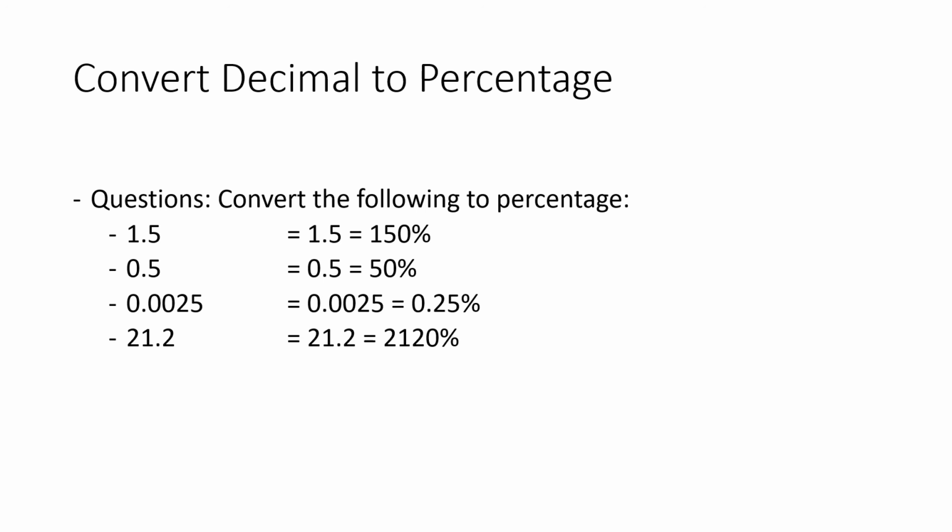Remember, you need to multiply the decimal number by 100, or you can move the decimal point 2 places to the right, and that's all you have to do.